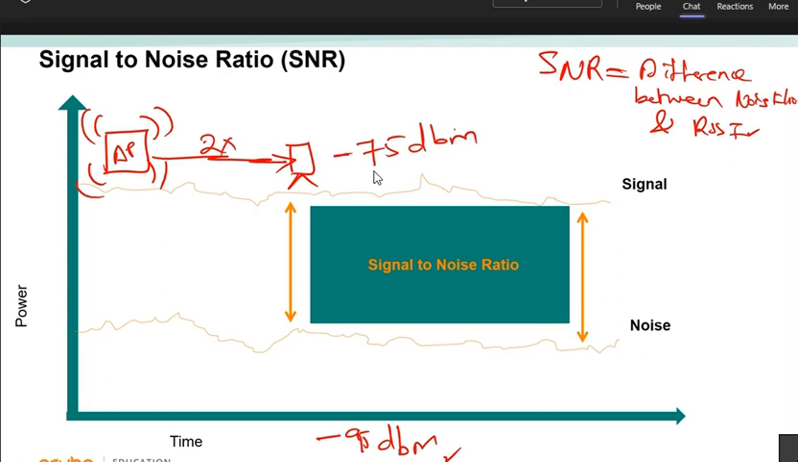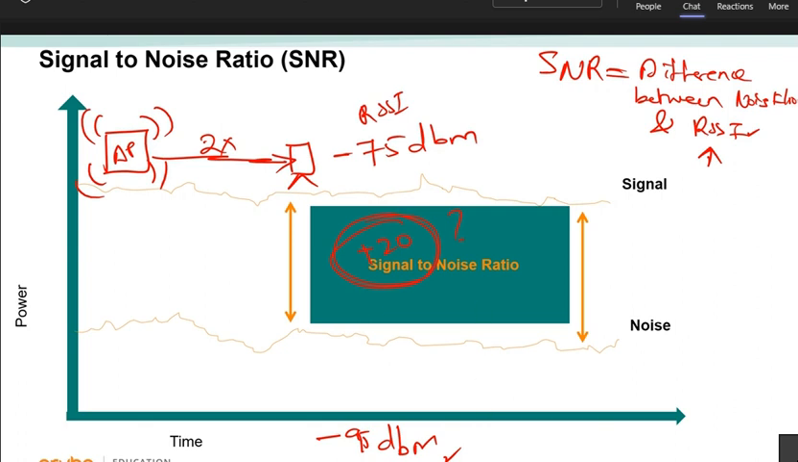Right? Now, what is SNR? SNR is used to evaluate the quality of your signal. How am I able to evaluate? By using this formula. How do I know the SNR value? It is the difference between the noise floor and the RSSI. Minus 95 dBm, minus minus 75 dBm, gives plus 20. Now I have got this value. What should I do with this value?